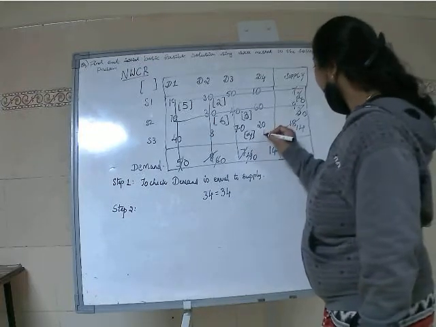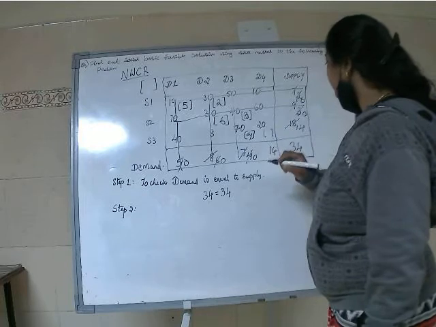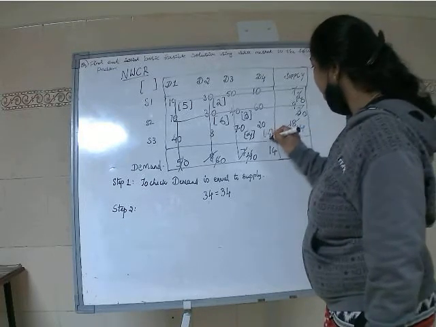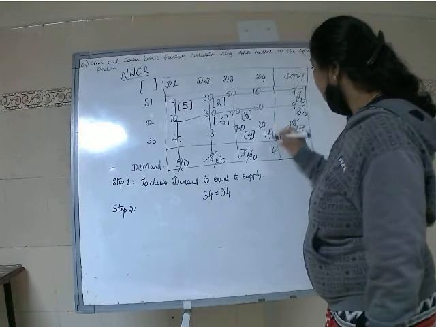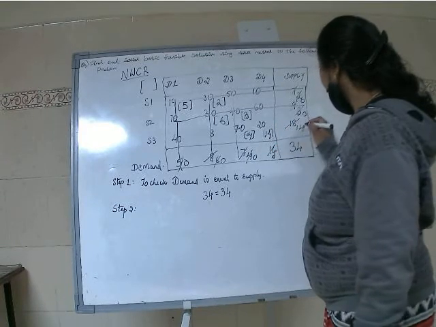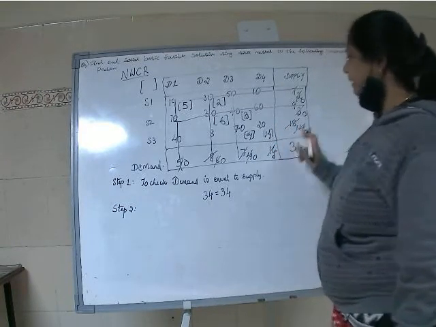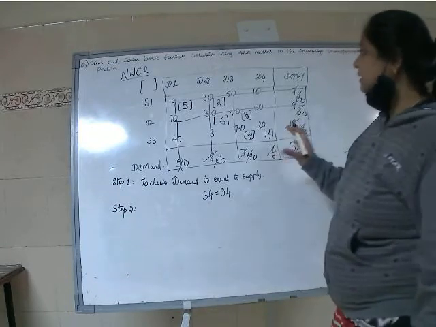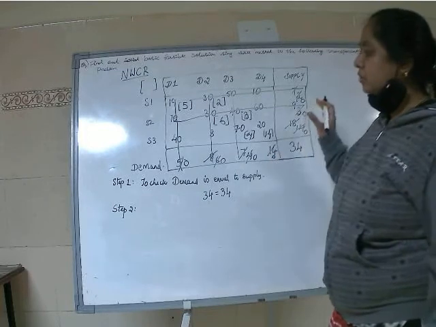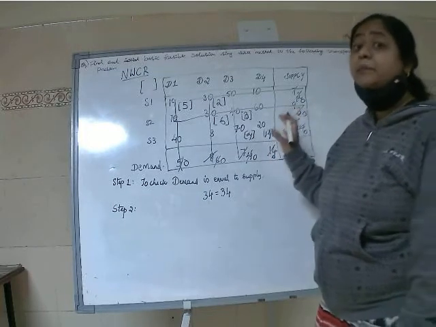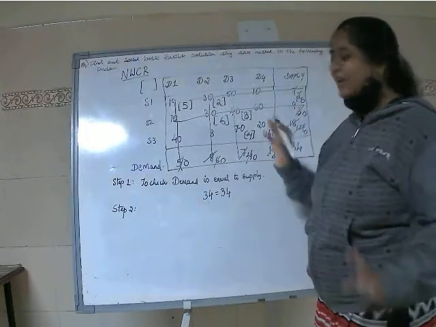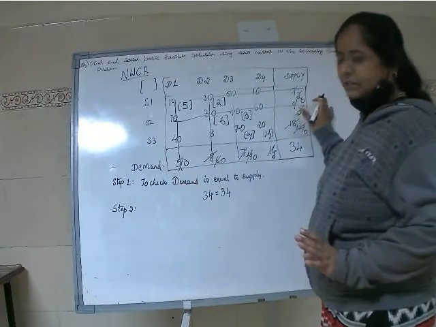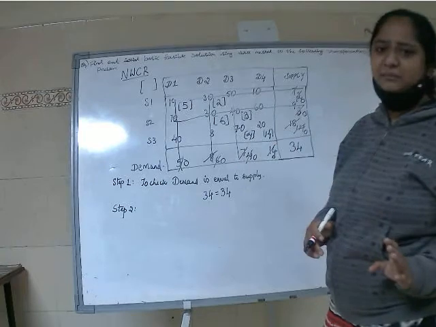I am putting the allocation for this, and here it is 14 and 14. So I take 14 in the allocation, 0 and 0. That means your demand and supply is satisfied. Okay, so this is how you need to calculate. This is step 1 and this is step 2. The whole calculation part is step 2.